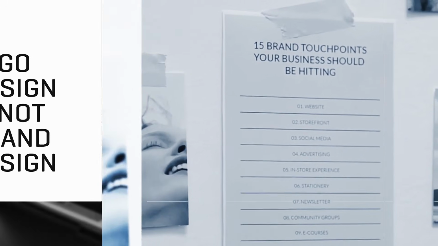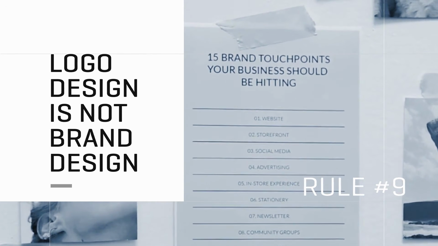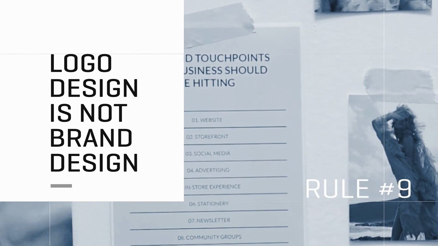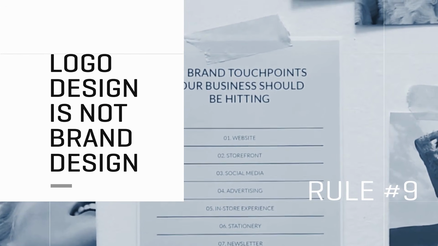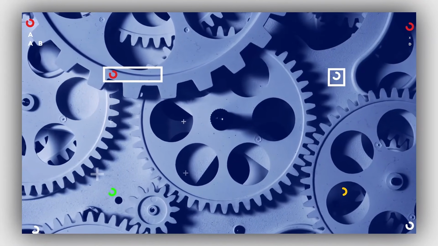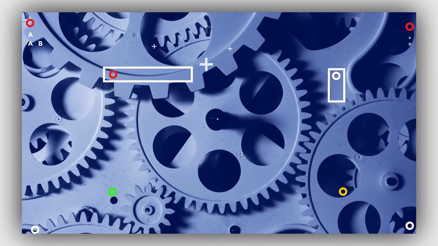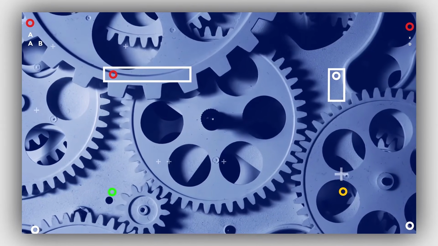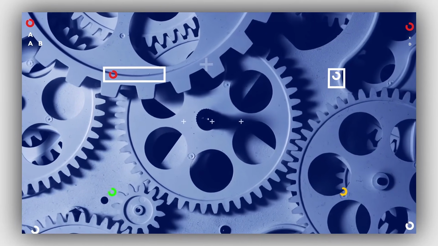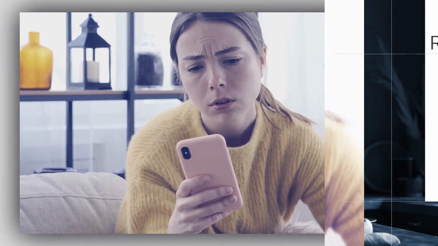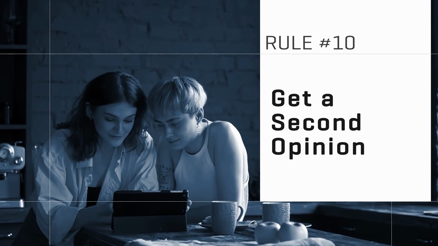Golden rule number 9 is to remind yourself that the logo design is not a brand design. The logo is just one element of a brand identity. It's like one cog in a machine of many moving parts. The logo should work in harmony and consistency with the overall brand identity. If this fails to happen, the logo is going to create mass confusion within the target market, and the entire identity won't function anymore.